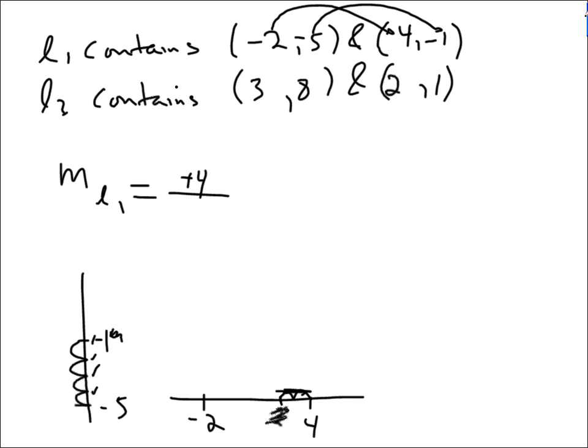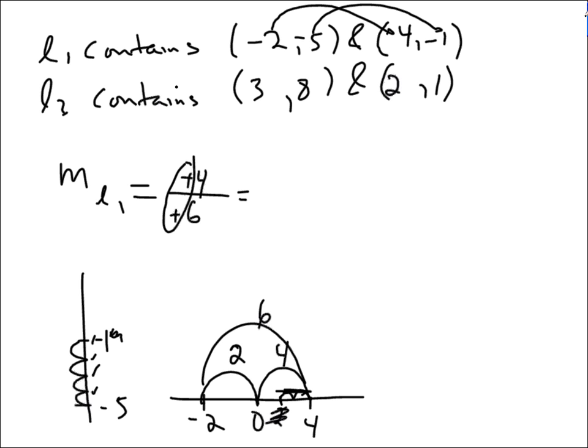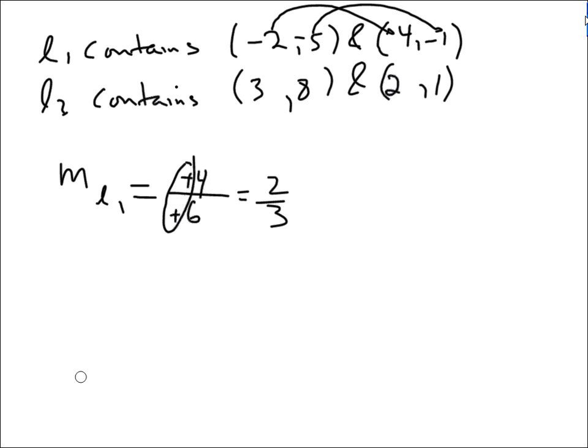If you just say hello to 0, it becomes obvious. Negative 2 to 0 is 2, and 0 to 4 is 4. 2 plus 4 is 6. So you went up 6. And positive over positive is positive, and 4 over 6 is 2/3. So we're done. We found the slope of line number 1.